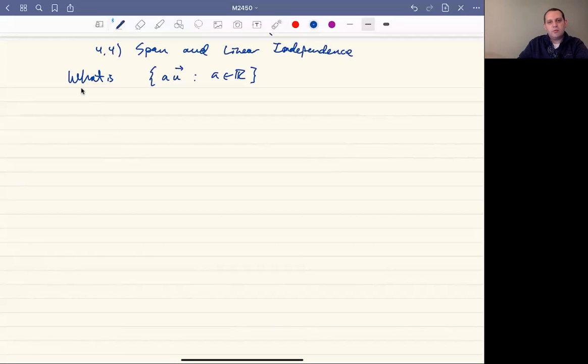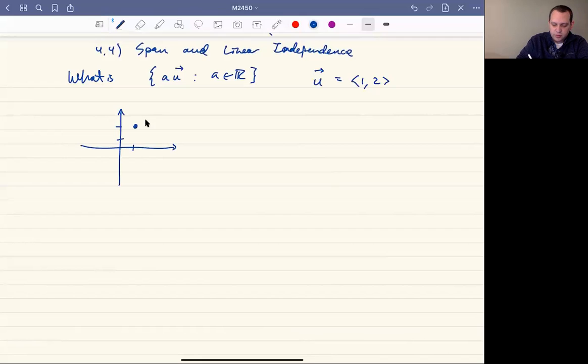But I want to talk about what is the set A times a vector, where A is a real number. Just for concreteness, let's let U be the vector 1, 2, just to pick a vector, to be perfectly concrete about this. So I want to think about what the set of multiples of this vector is going to look like. One thing we can do is draw our axes and think about the vector 1, 2.